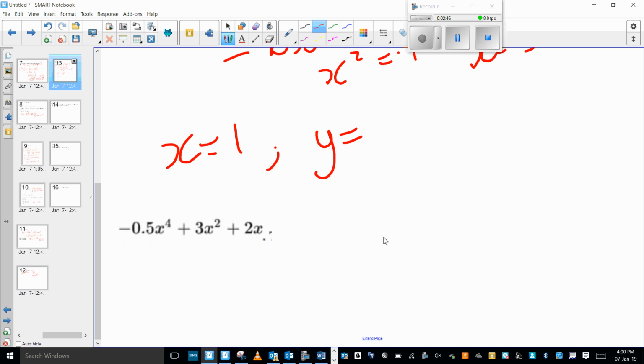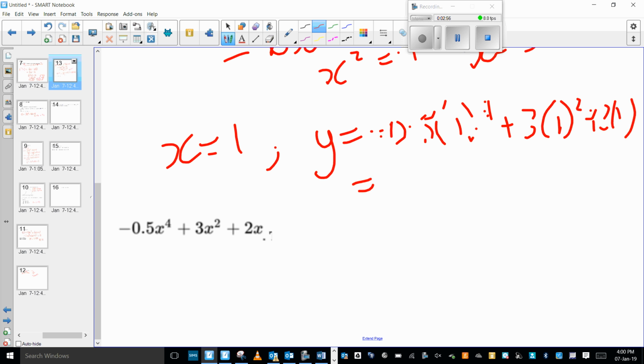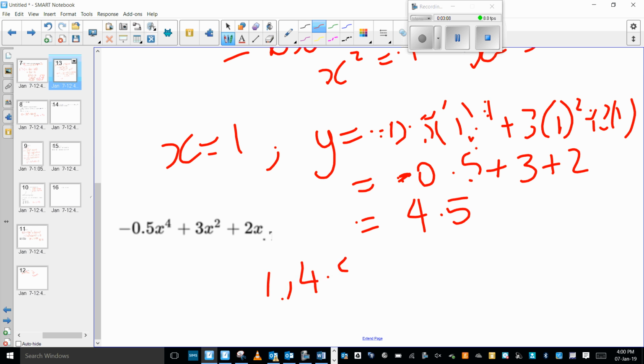So we've got negative 0.5 times 1 to the power 4 plus 3 times 1 squared plus 2 times 1. So that's negative 0.5 plus 3 plus 2, which is 4.5. So the coordinates are 1, 4.5.